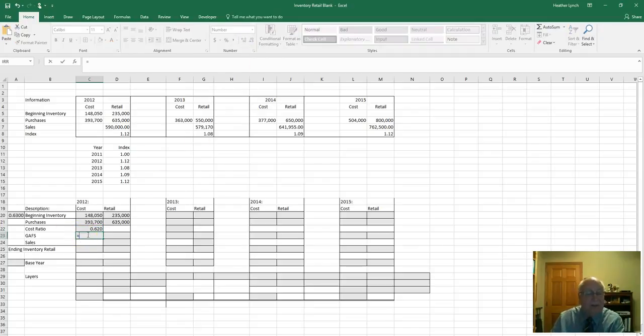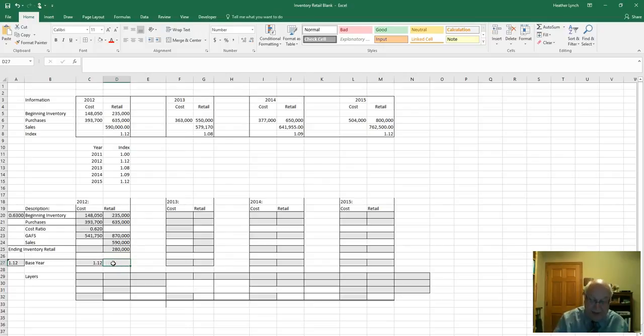Okay. Goods available for sale is these two added together. And we bring that across. Our sales is real simple, 590,000. So the ending inventory would be 870 minus the 590. Okay. Now this is where it gets a little different. This is the end of year 2, so our index is 1.12. I put the index right there so I wouldn't forget it.